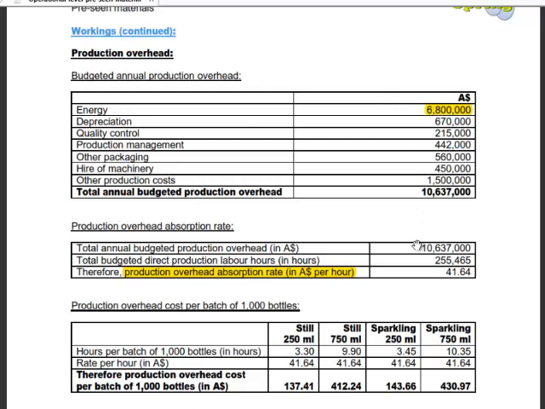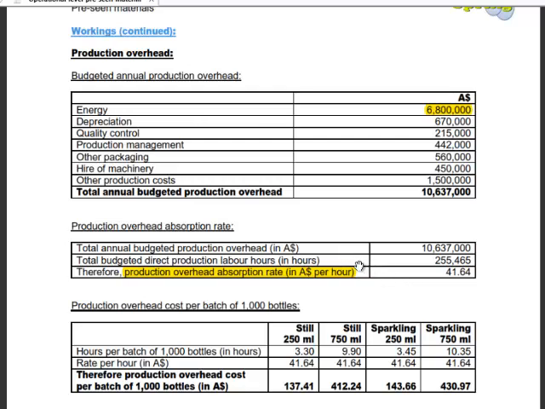6.8 million for energy. If we're paying $10 an hour for labor, the direct labor cost is 2.5 million. So we've got one of these costs which is 3 times more than the direct labor. Never mind these other production costs. So my big question would be, why are we using direct labor hours as the overhead absorption rate?